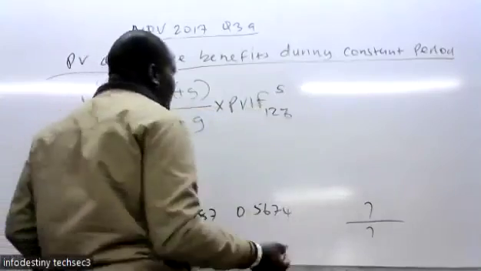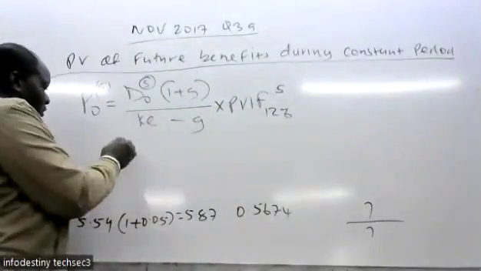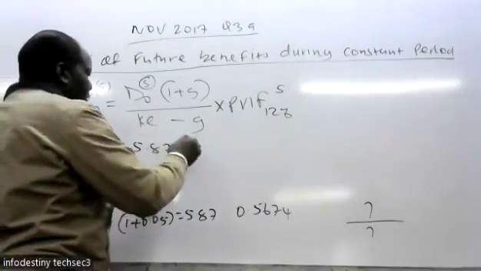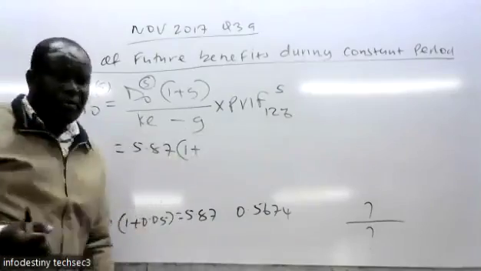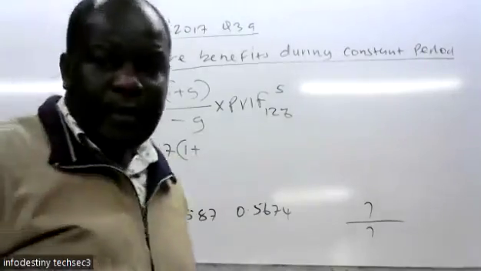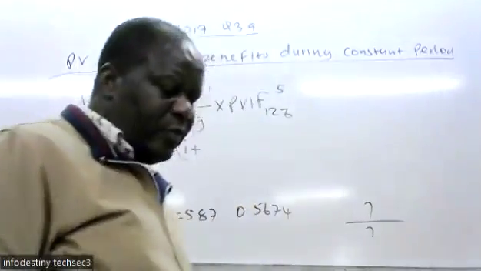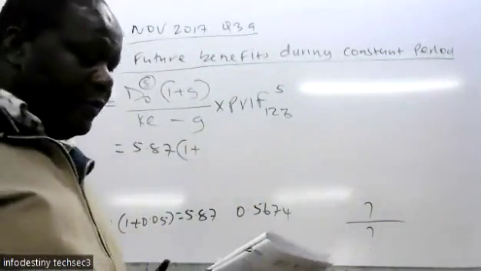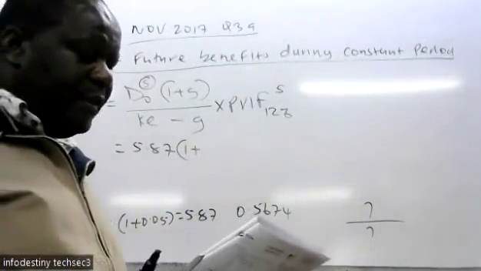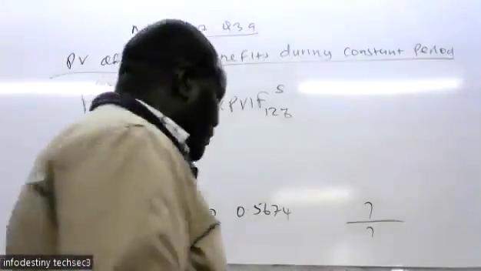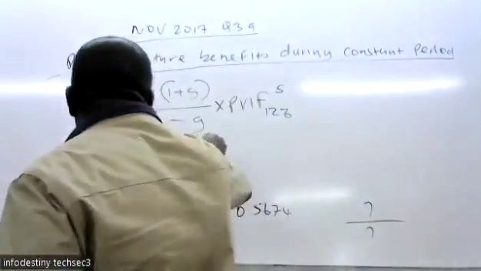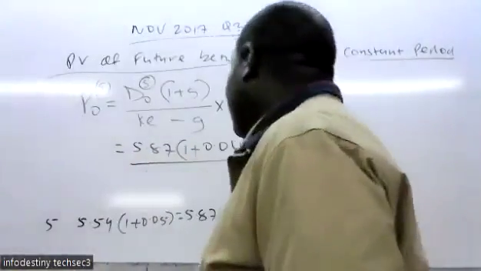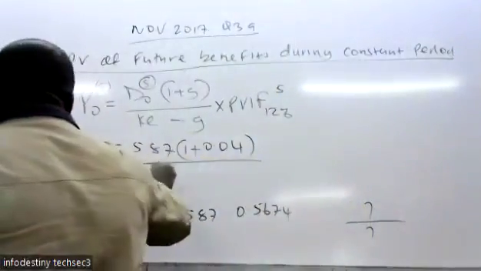in year 5. So our GO is the dividend in year 5. It is 5.87. So 1 plus G. So the growth rate was given thereafter. Thereafter, they said it was growing at what percent? It was growing at 4% up to perpetuity. So 4% is the same as 0.04.